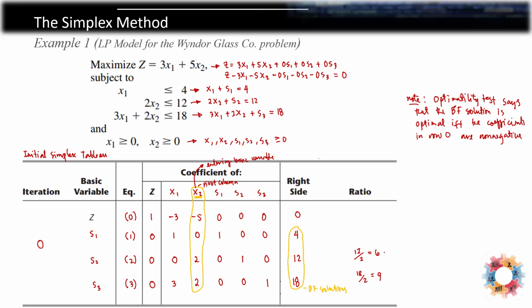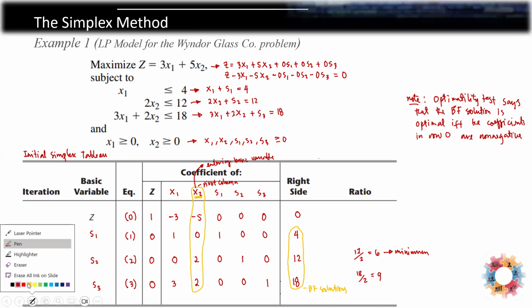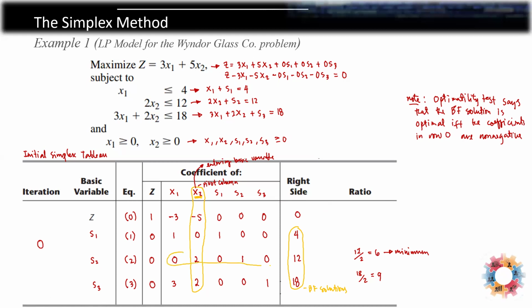Now, here, 6 is the minimum, right? 6 is the minimum. What is the implication of this? The row corresponding to the minimum value will become our pivot row. So let's box that row. It is this row. This is your pivot row, right? That's your pivot row.